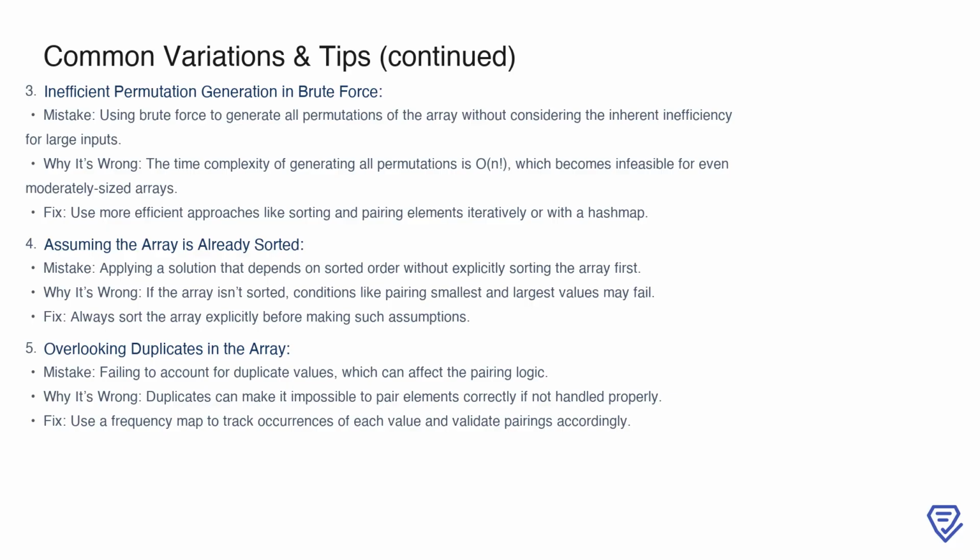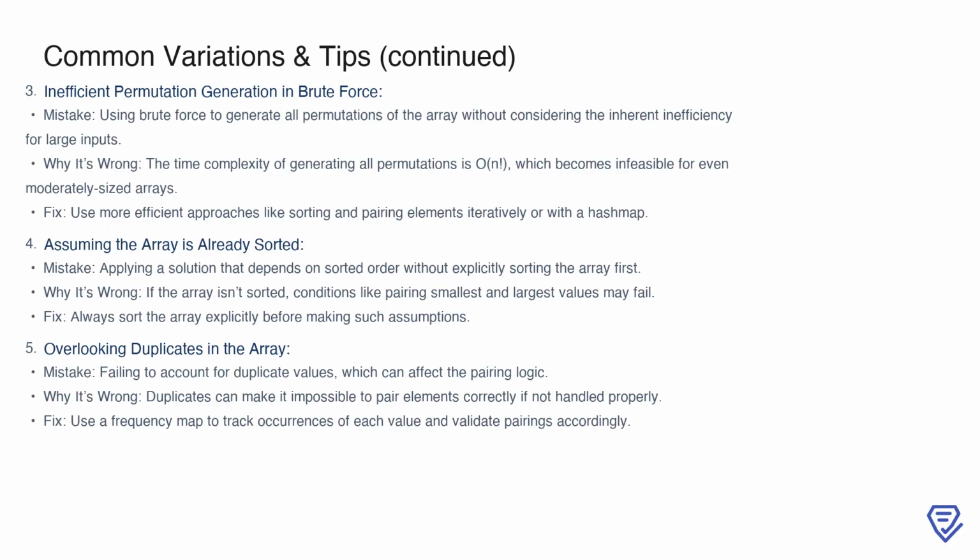Instead, lean on efficient methods like sorting the array or using a hash map to pair elements. Another issue is assuming the array is already sorted. If the array isn't explicitly sorted, solutions relying on this assumption, such as pairing smallest and largest values, will fail. Always sort the array as a pre-processing step when needed.